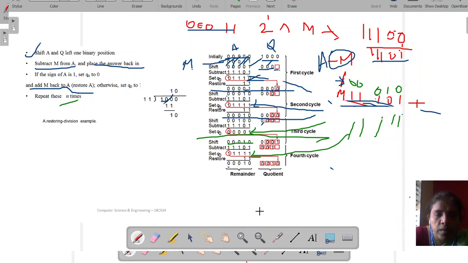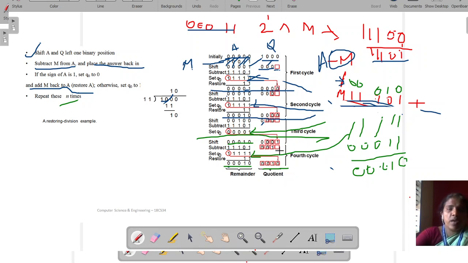Since A is negative, you have to restore back to A. When negative is there, you have to restore. Add the divisor back to A. So what you got? 0 and carry 1. Carry 1 is 1. Triple 1 is 1 and 1. 0. 1 1 is 0 1. 0 and 0. You got triple 0 1 0, which is this. And after shifting, you got this. Since A was negative, you have set the Q naught bit to 0.